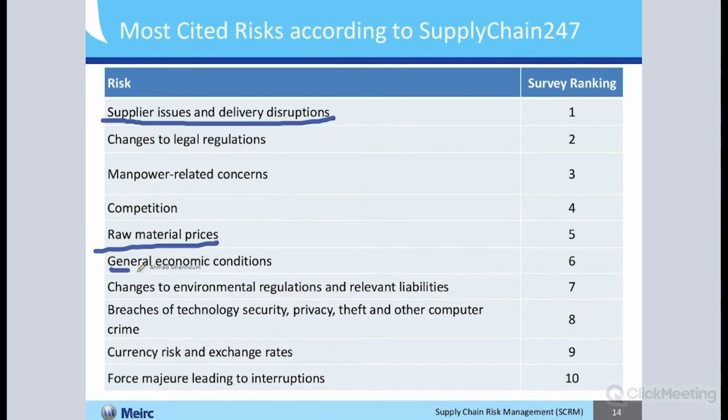Number 6 is the general economic conditions. So if you have a downturn in the economy, obviously. And the rest, okay, I'll go through quickly, 7 to 10: changes in the environmental regulations. So here, things to do with the carbon emissions and associated factors. Breaches of technology, currency risk exchange. So we see that in certain countries more than others, especially if you're buying from abroad and the exchange rate keeps going up or down, that might impact your profitability as well. And finally, force majeure leading to interruptions, such as the novel coronavirus, the COVID-19 that we're dealing with today.